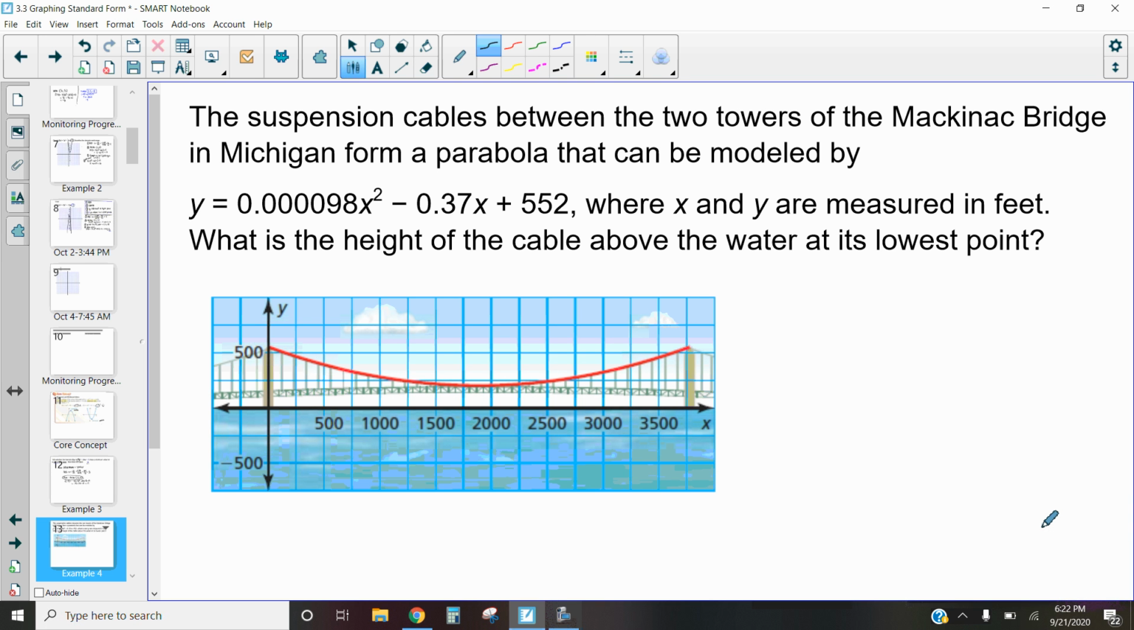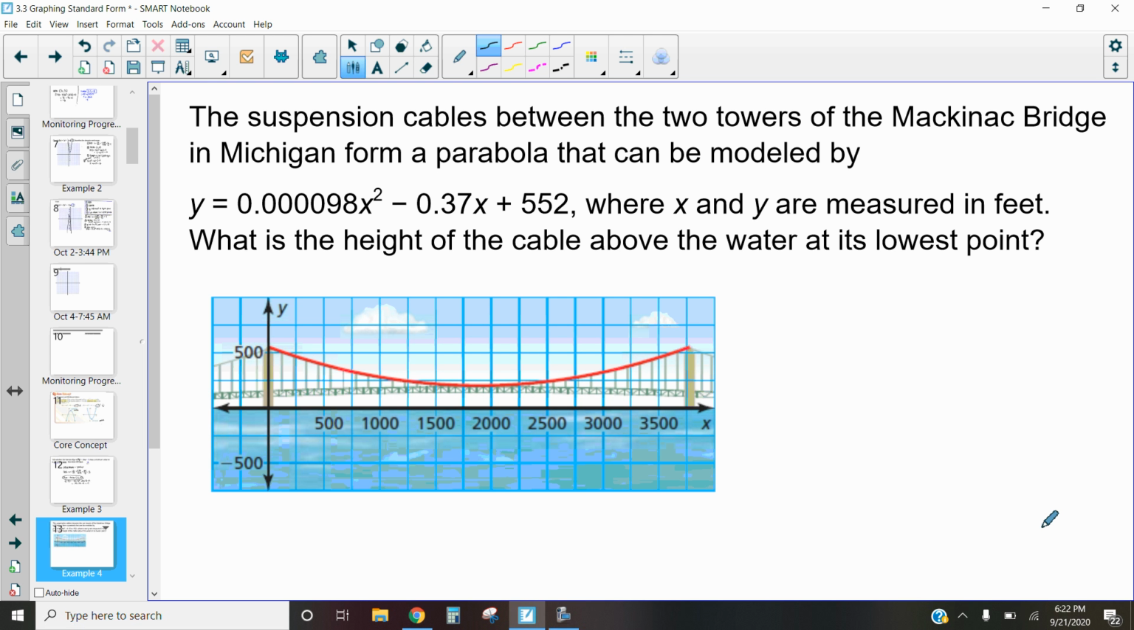Hi, this is Mrs. Kidman, and in this video, we're going to be talking about how we can apply standard form of quadratic functions to the real world. One of the easiest examples of when we see quadratic functions in the real world is when we're dealing with bridges. A lot of those cable bridges that we see, whether it's this one in Michigan or the Tacoma Narrows up in Washington State, end up having these parabolic curves that we can represent using a quadratic.